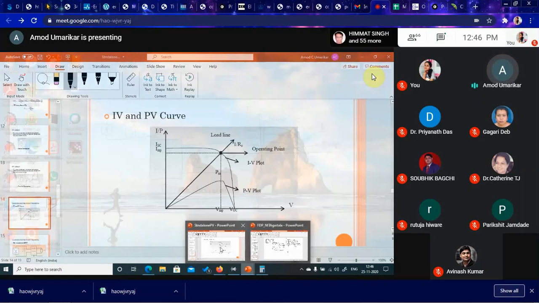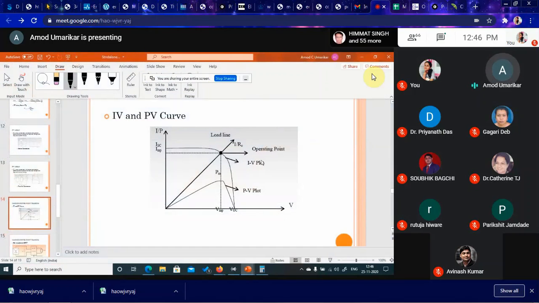So when this resistance is moved from low to high or high to low, one point comes where the product of V and I is maximum. When you plot this, you get the maximum power at that point, and before and after it the power gets lower. So that point is called the maximum power point. Is it clear?